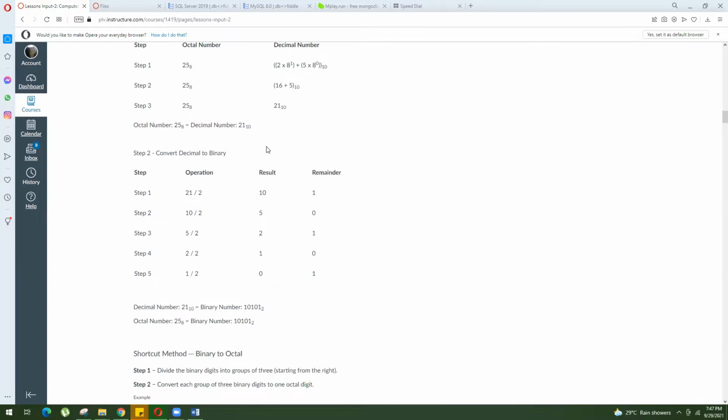Okay. And then you convert decimal 21, or 21 base 10, into binary. So divide 21 by 2. 21 divided by 2 is 10, remainder 1. 10 divided by 2 is 5, remainder 0. 5 divided by 2 is 2, remainder 1. 2 divided by 2 is 1, remainder 0. 1 divided by 2 is 0, remainder 1. So 10101. That is the equivalent of octal 25 base 8 in binary.